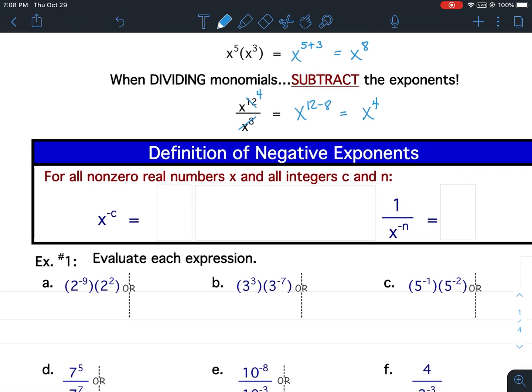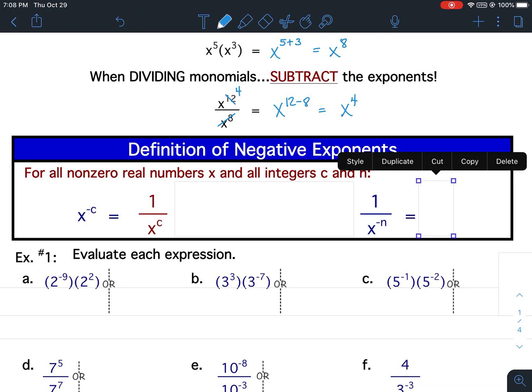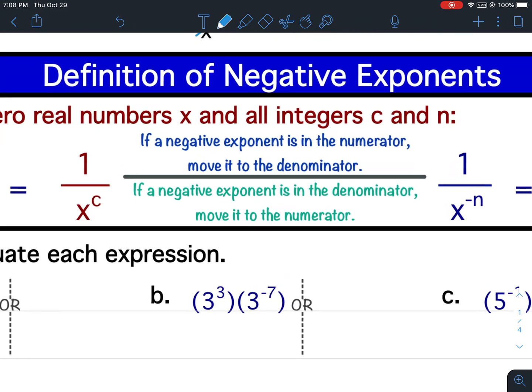Definition of a negative exponent. So for all non-zero real numbers x, and all integers c and n, if you have x to the negative c, it's going to end up being 1 over x to the c. And if you have 1 over x to the negative n, it's going to end up being x to the nth. So let me explain what happens here.